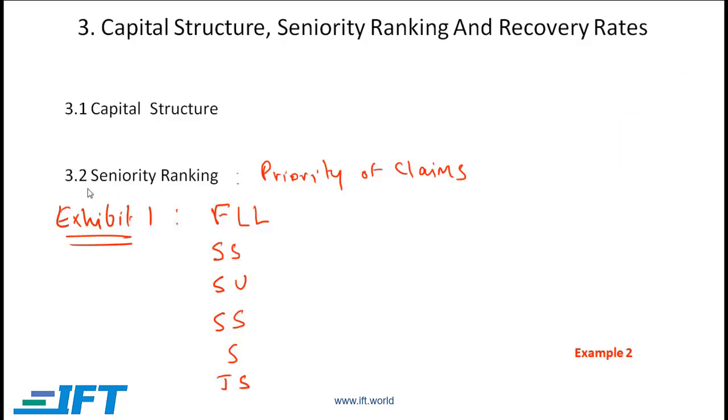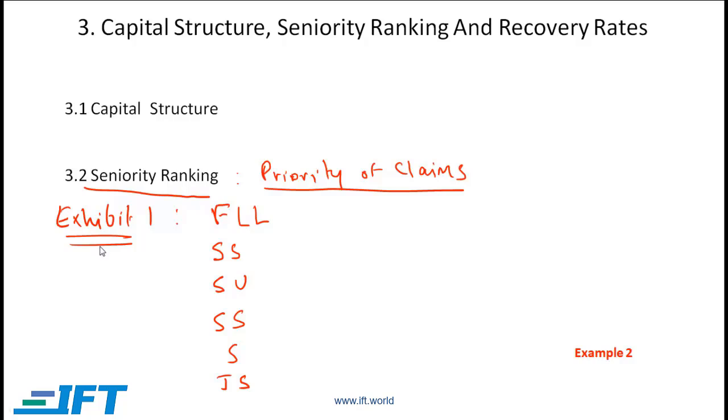Section 3.2 deals with seniority ranking. Here the curriculum essentially describes the concept of priority of claims. This means that in case of a default, who has the first claim on the assets or the cash flows? Take a look at Exhibit 1, which gives a sense for the priority of claims.